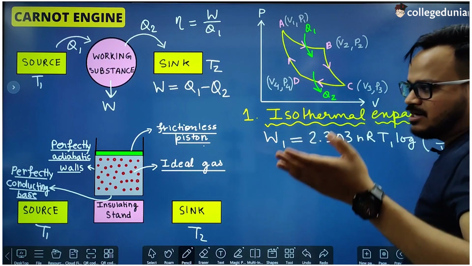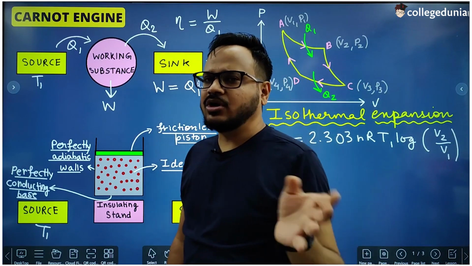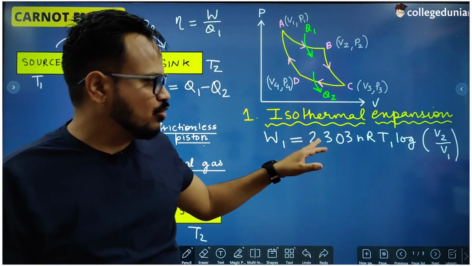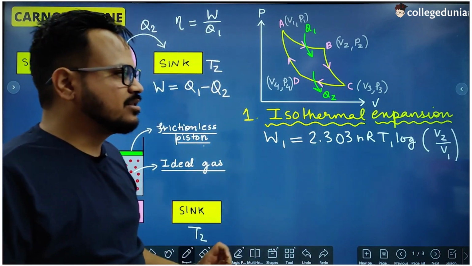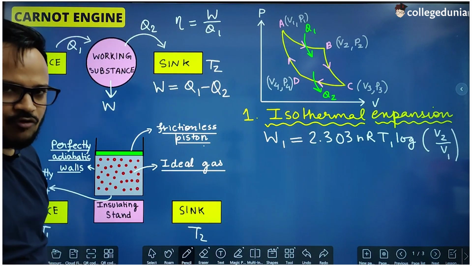Since the gas is expanding, the initial volume is not equal to the final volume. So V2 is the final volume when the process ends and V1 is the initial volume.